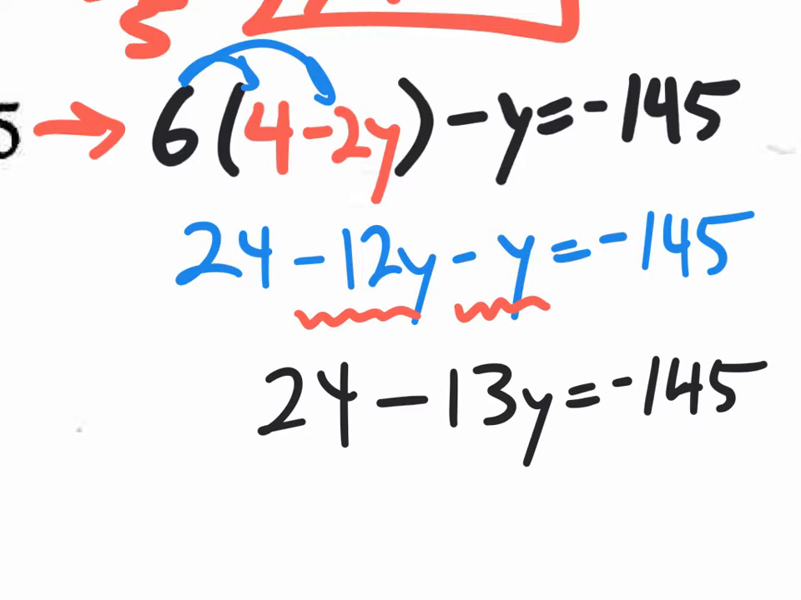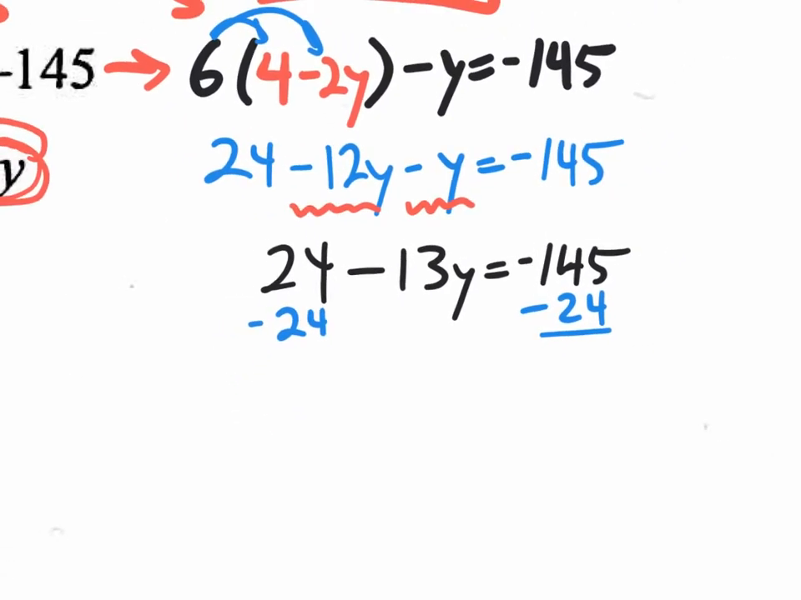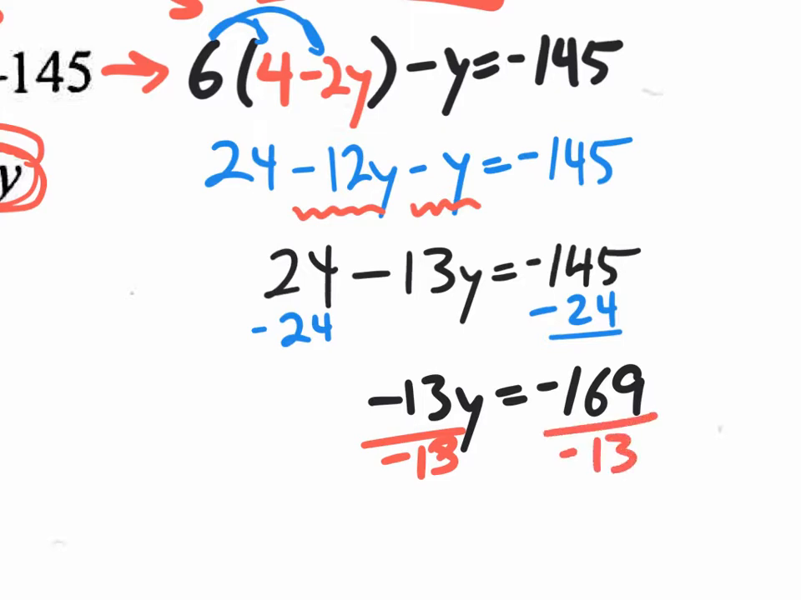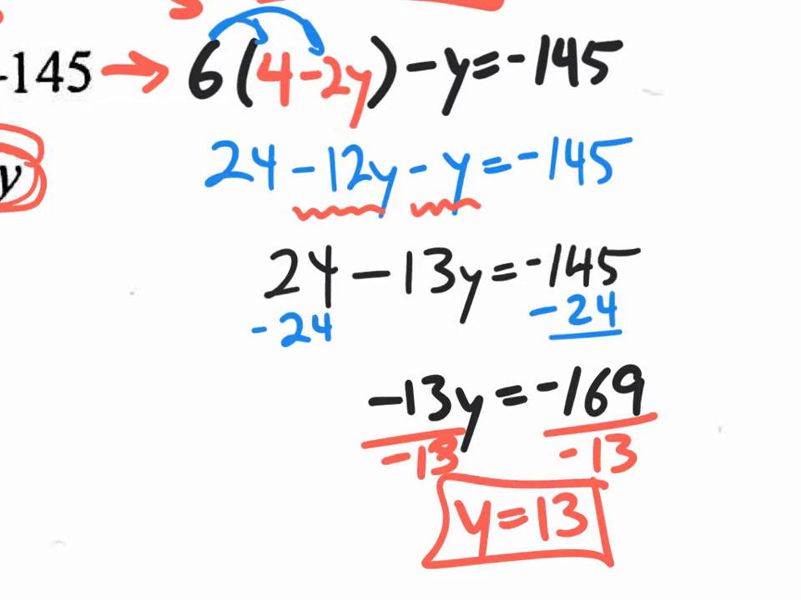I need to continue solving. What do I do? Subtract 24, subtract 24. My new equation is going to be negative 13y equals, on the safe side, let's use a calculator, minus 145 minus 24, that's negative 169. I just did that on a calculator. Then I'm going to divide by negative 13 on a calculator, and I believe that's 13, the answer. Yes, it is. So y equals, negative divided by negative is a positive, 169 divided by 13 on a calculator is 13. So I have one answer.